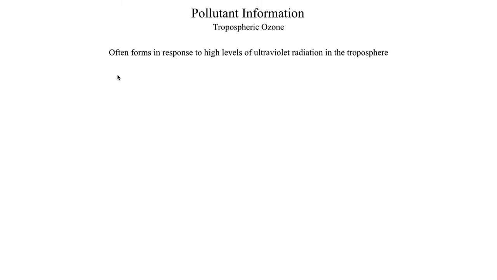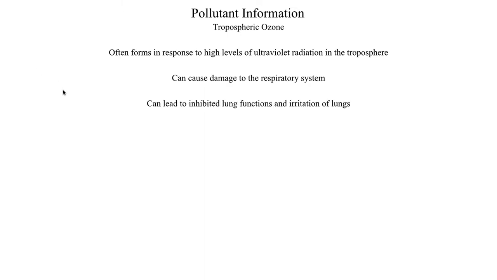So we'll start things off by first looking at tropospheric ozone. We'll see why this is the case a little bit later on when we talk about nitrogen oxides, but tropospheric ozone typically forms in response to high levels of ultraviolet radiation that reach the troposphere. There's a chemical reaction that takes place to produce that, and again, we'll take a look at that a little bit later on. But if you have high levels of tropospheric ozone and you start breathing in that molecular ozone, then you can start experiencing some adverse health effects, primarily concentrated in the respiratory system. Usually that's in the form of inhibited lung function. Sometimes this can irritate the lining of the lungs as well.